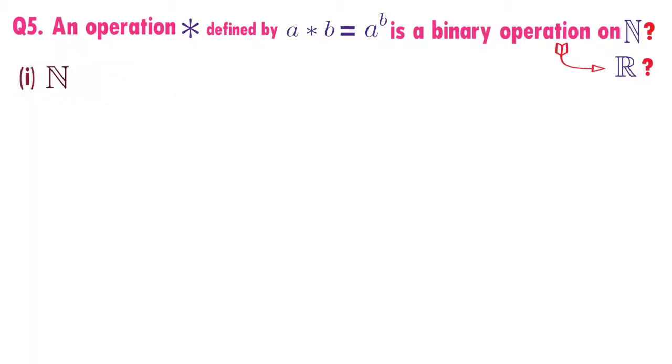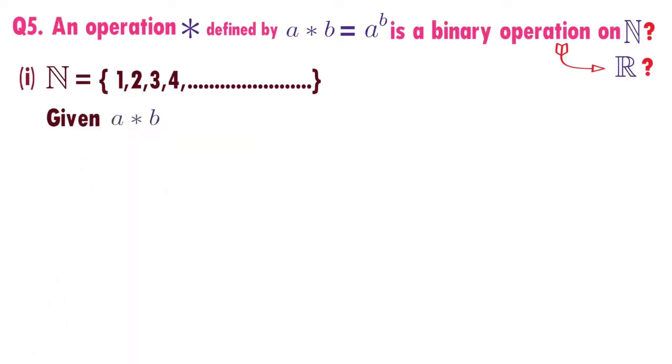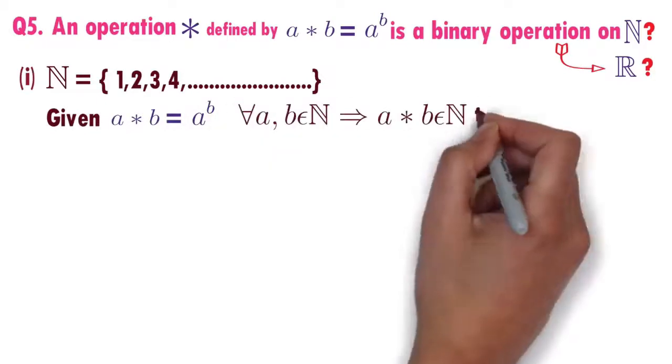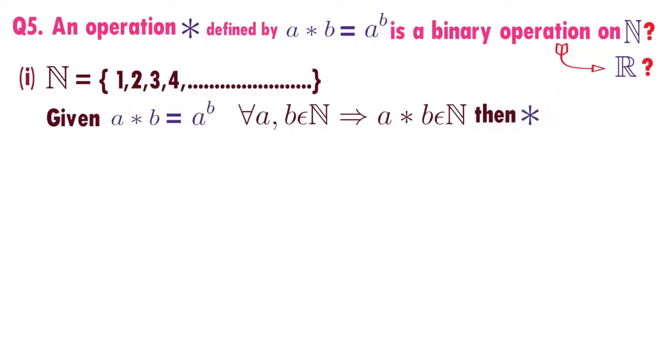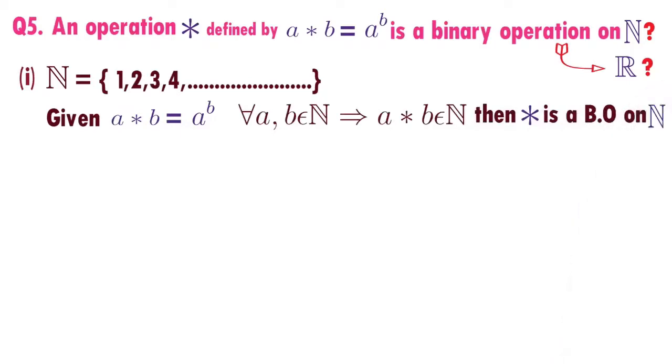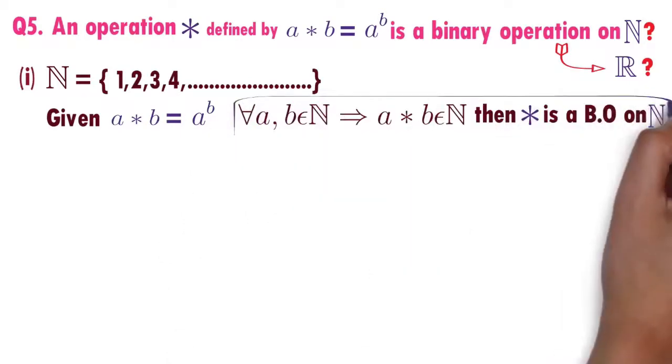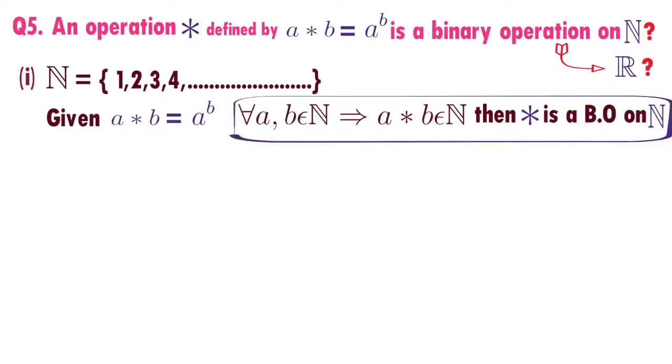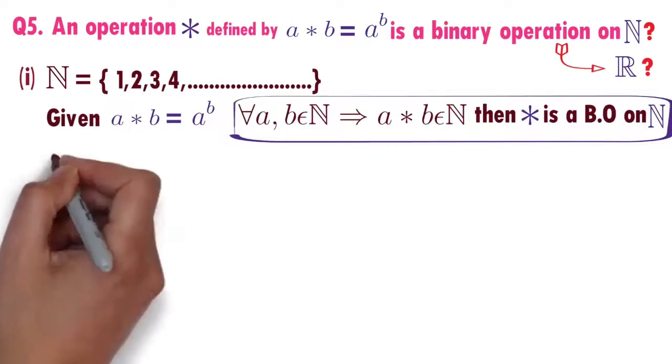We'll see what are natural numbers. 1, 2, 3, 4 and so on are the natural numbers. Given that a star b is equal to a power b. What to do now? We need to check this. For every a comma b belongs to N implies a star b belongs to N, then star is a binary operation on natural numbers. As we have done so many questions till now, you may have got the clarity that this is the condition we always check every time to check star is a binary operation on set of natural numbers or not. If this condition is satisfied, then we say star is a function from N cross N to N.